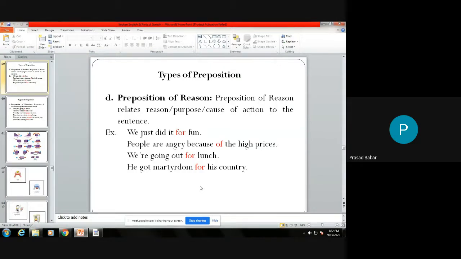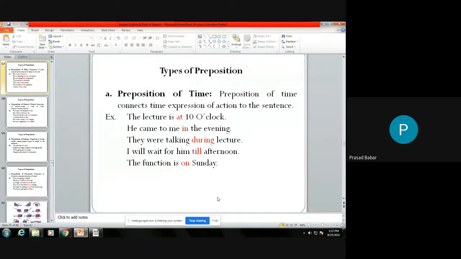There is a reason behind his martyrdom. He martyred for his country. So for and of, these are called prepositions of reason, or because of. This is about the fourth type, that is the preposition of reason. So we have discussed four types of prepositions.